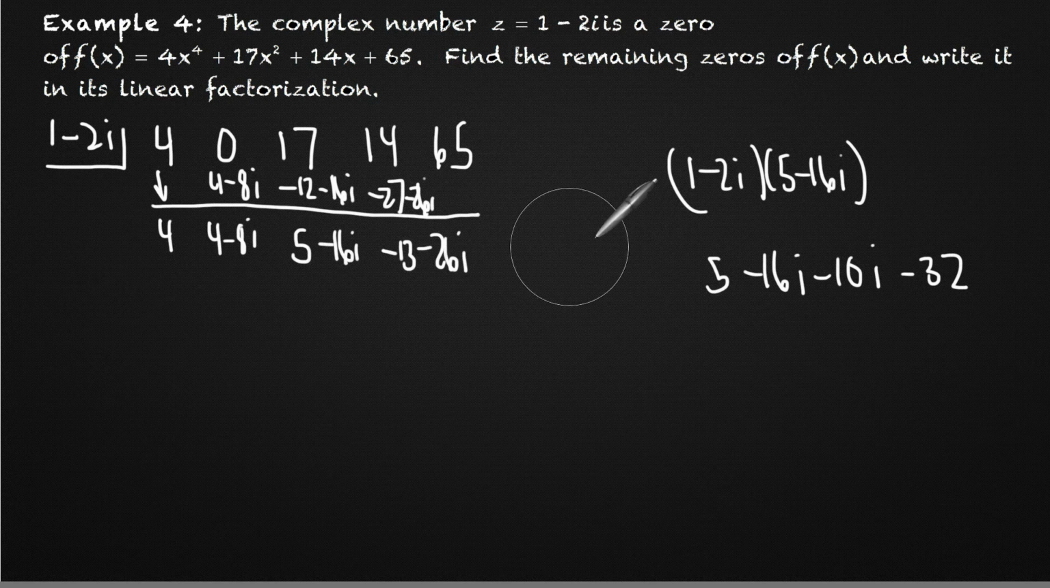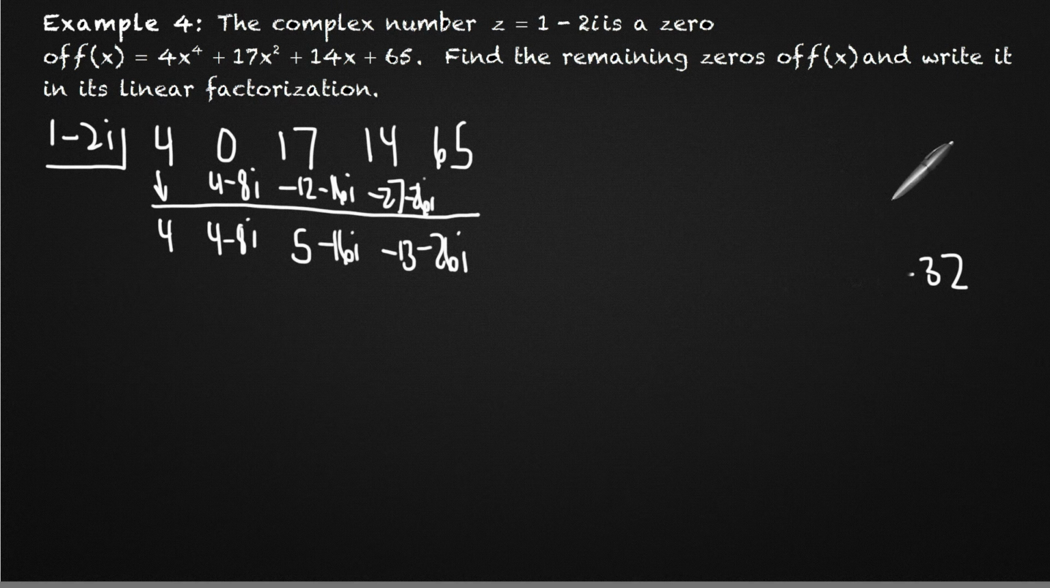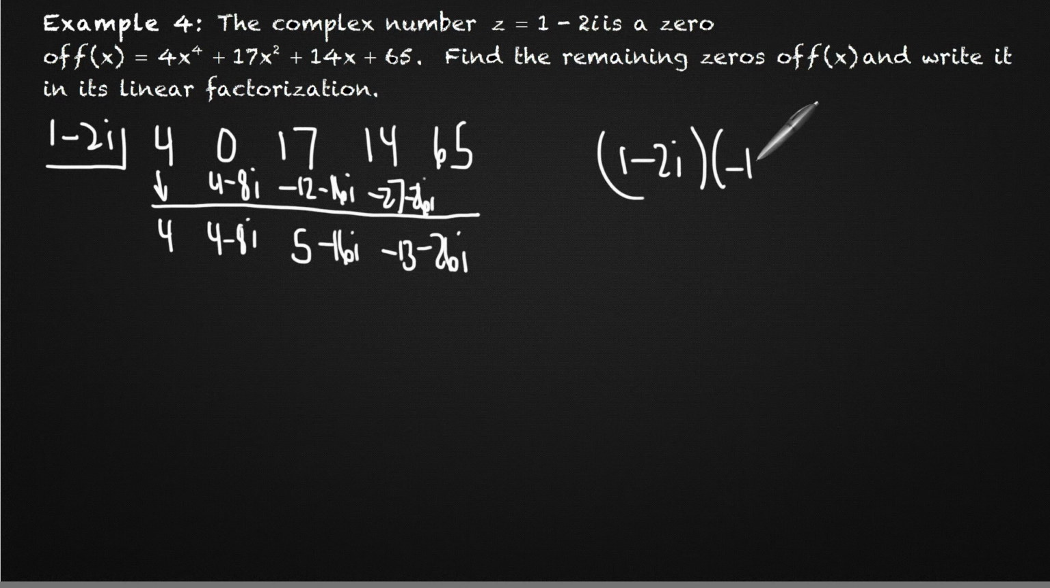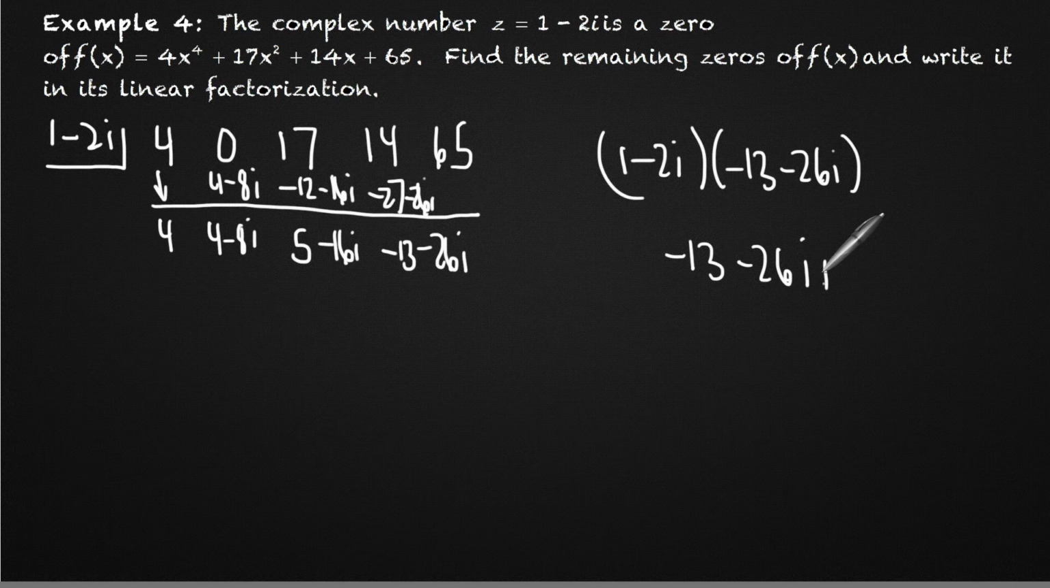And you guessed it, we're going to have to do it one more time. We're going to have to FOIL all of this stuff together. So that's going to give us a 1 minus 2i and a negative 13 minus 26i. So that's going to be negative 13. That's going to be negative 26i. That's going to be a positive 26i. And then that's going to be a positive 52i squared, but that's going to be a negative 52 because i squared is negative 1. Hey, that cancels with that. I'm left with negative 65, which is what we said we should get, and we get 0 as a remainder.